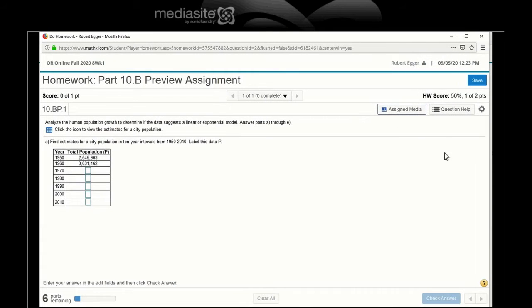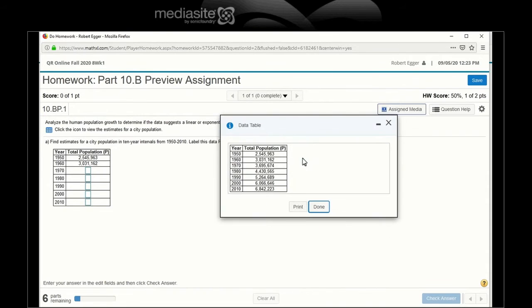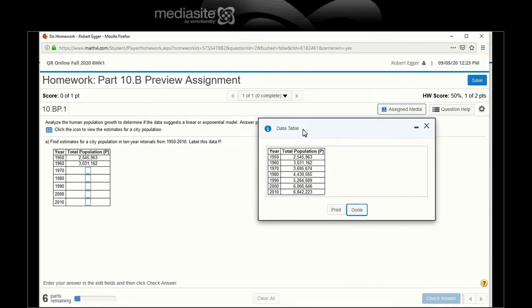I'm curious, how many parts? Ooh, 6 parts. All right. Now let's see, total population. Analyze population growth as being linear or exponential. So what are you asking us to do here? Estimate the population for a city at 10-year intervals, 1950 to 2010. Label P.